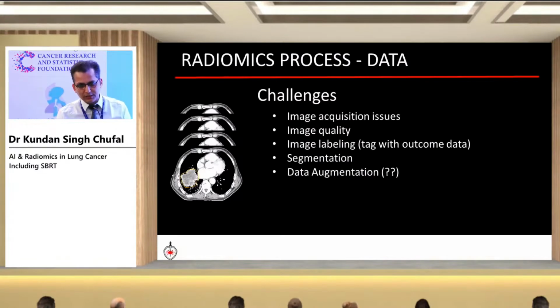So the challenges: everything is fine when we are talking about radiomics, but there are some imaging acquisition issues. The different parameters in imaging acquisition can cause many problems. Image quality is an issue. Image labeling, because we have a lot of data. I was talking to Dr. Sridhar. Actually, we have so many images with us, but again, the problem is it is not labeled data. It is not processed data.